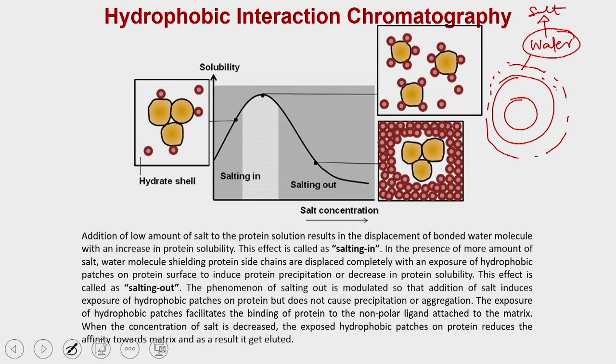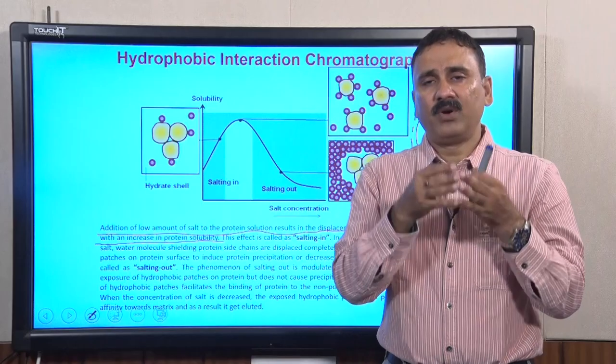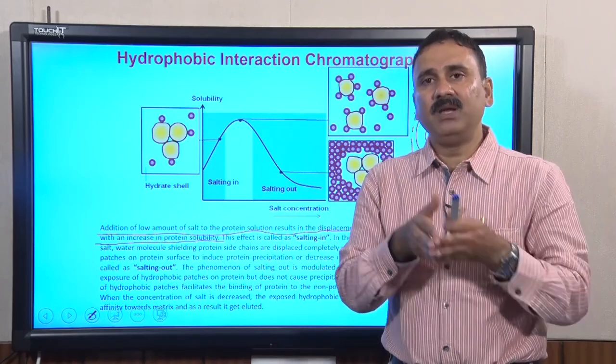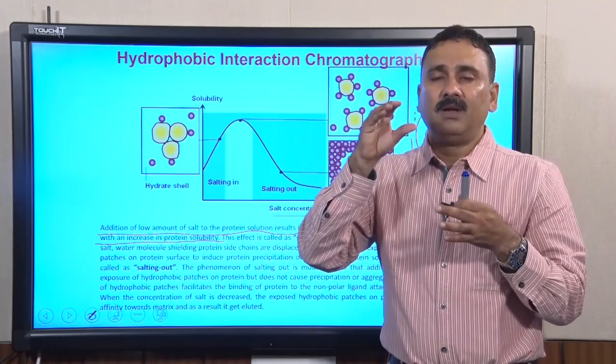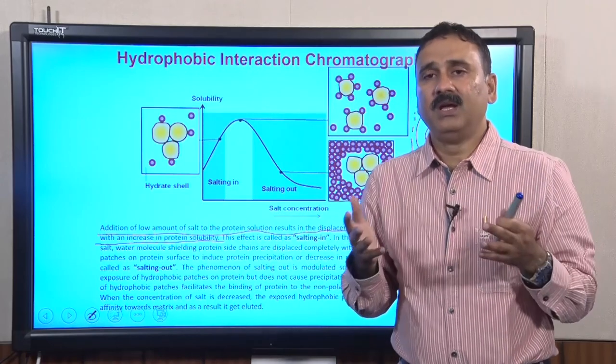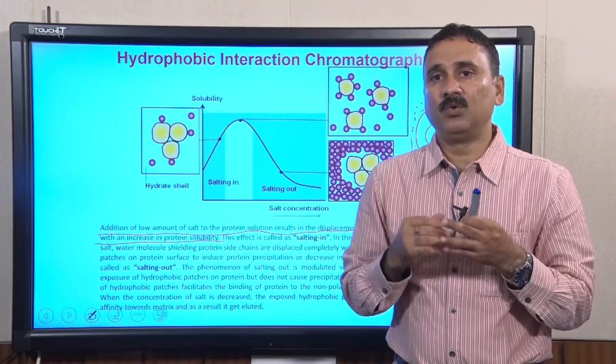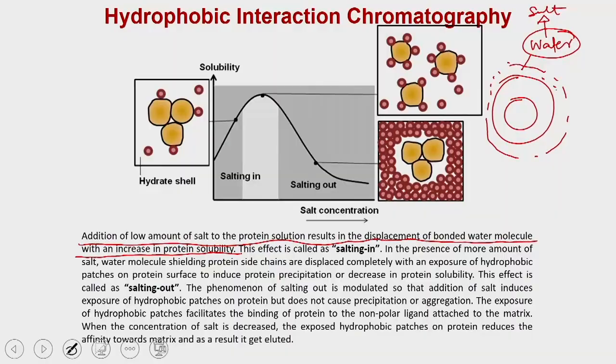So, if you want to remove this hydration shell which is present outside the protein, you can add a small amount of salt. When you add a very small amount of salt to the protein solution, that is going to displace the bound water molecules, which are part of the hydration shell, and that is going to increase the solubility. Why is it going to increase the solubility? Because it is going to increase the number of protein molecules which can additionally be solubilized, because you are removing the water, and that makes more space available for more protein molecules to get solubilized. So, that is going to increase the protein solubility, and this effect of increasing the solubility by adding a small amount of salt is called salting in.